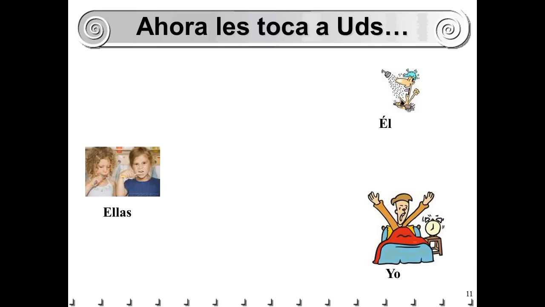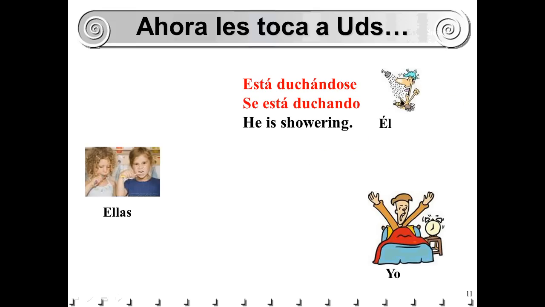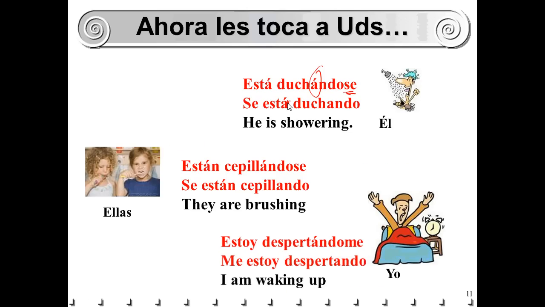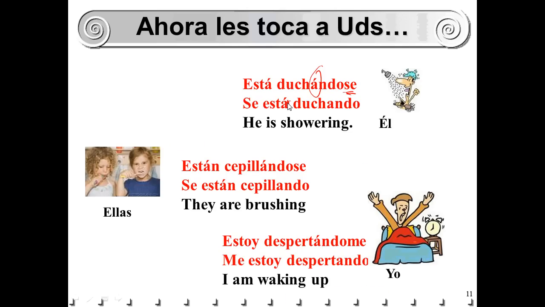I would suggest you write in pencil. Okay. Está duchándose. Of course, you could have the se in front of it or say se está duchando. Either way. If you decide to attach it right here, you have to do an accent mark. Remember, it cannot go between these. Están cepillándose. You could say ellas se están cepillando. Estoy despertándome, me estoy despertando. Either way. So please write down your questions and we'll be going through it the next couple days together. Okay, nos vemos mañana.